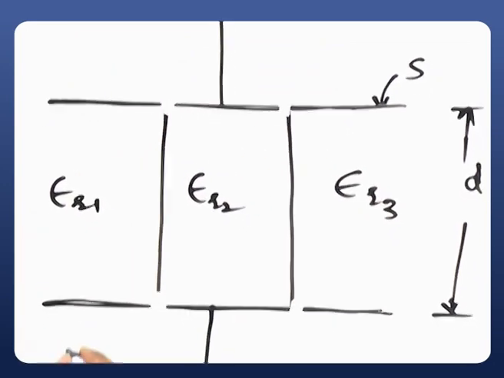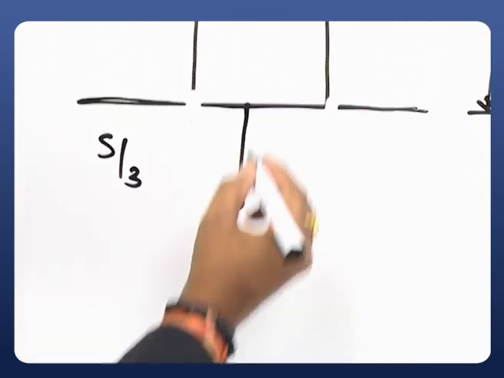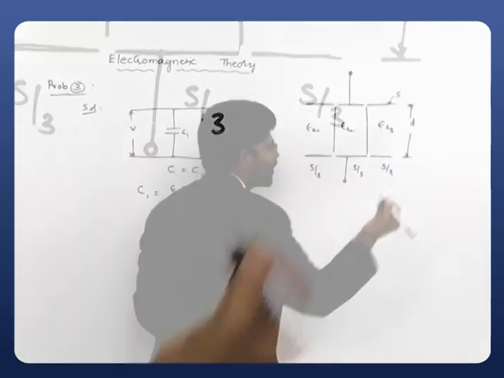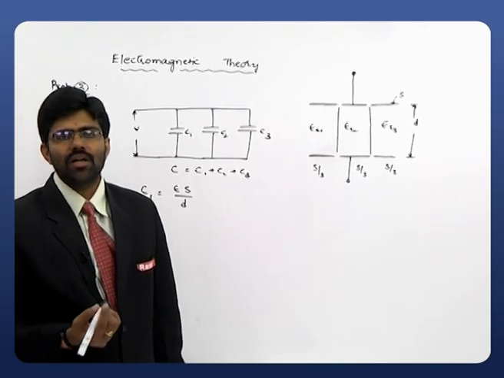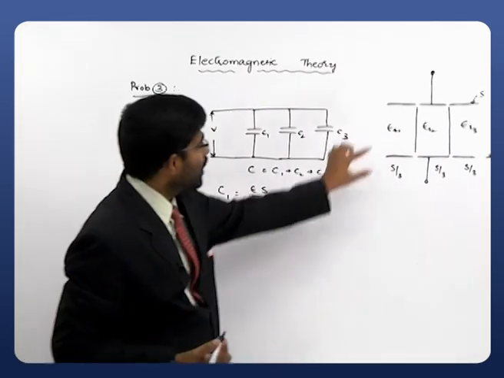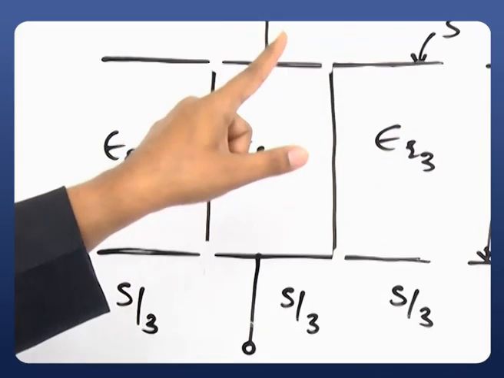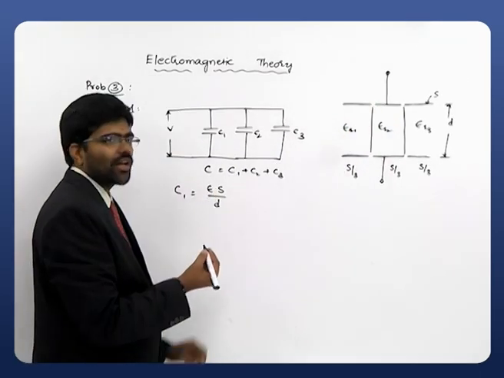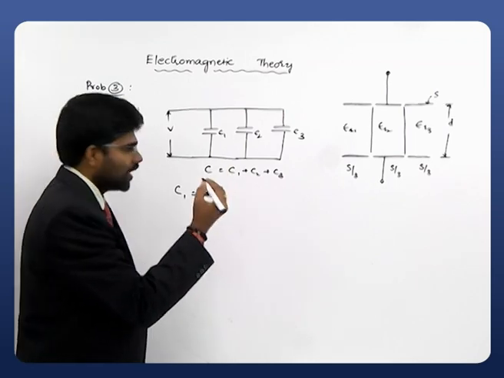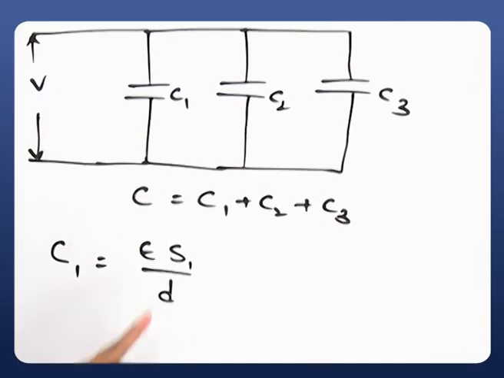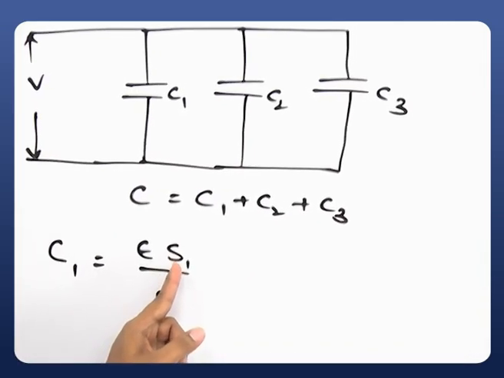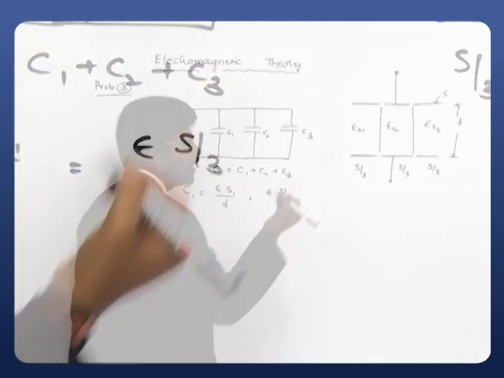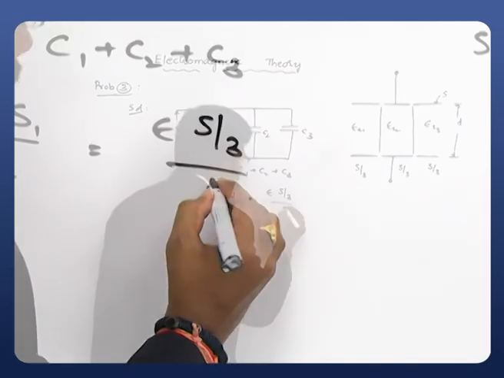So this capacitor will get the surface area of S by 3. The second capacitor will get S by 3, and the third capacitor will also get S by 3. But clearly, the distance between the plates is the same in all cases, that is D. So instead of S, I have to write S by 3. For understanding, the surface area of the first one is S1, which I will replace with S by 3 divided by D.